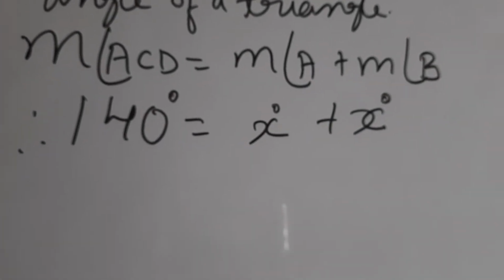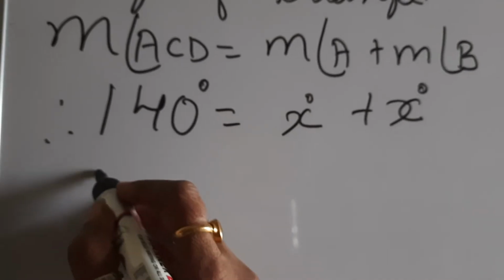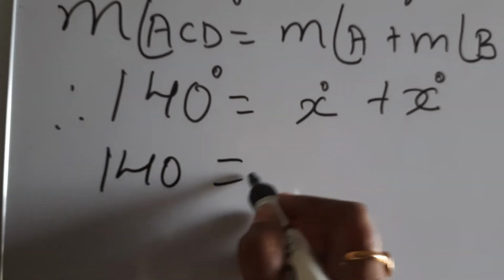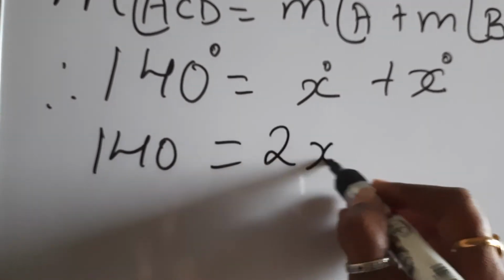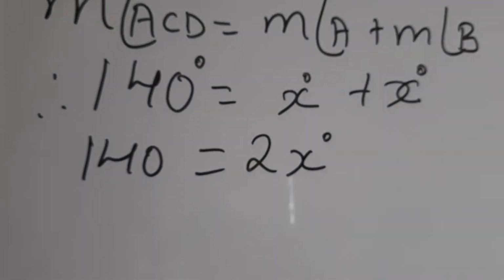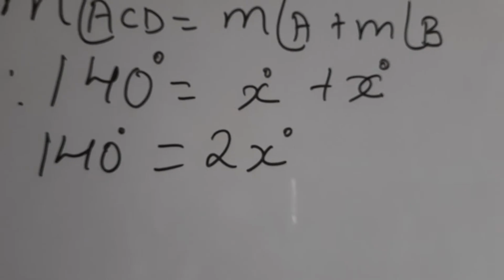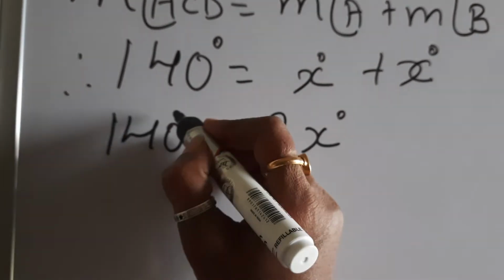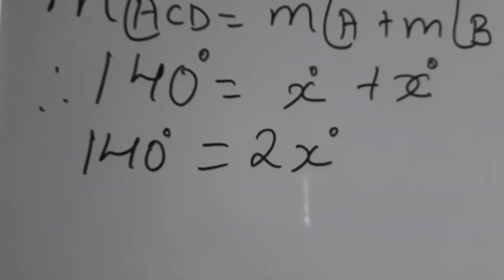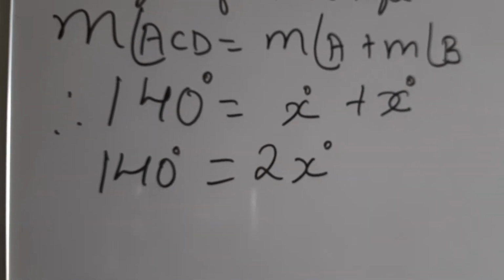140 degree is equal to x degree plus x degree. Therefore, 140 is equal to x plus x, 2x. Okay, 2x degree. While solving in the second step, if you don't write degree also, it's okay, children. It should look like a proper 0, not a dot. Okay, now see, 140 is equal to 2x degree.